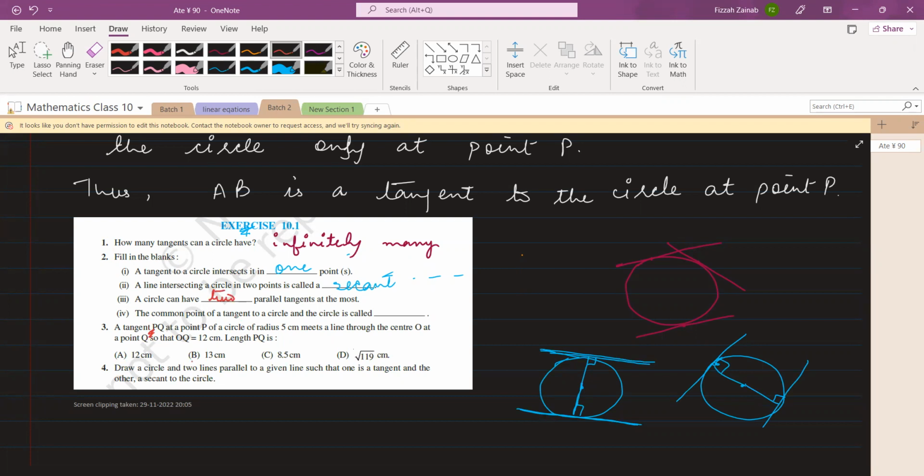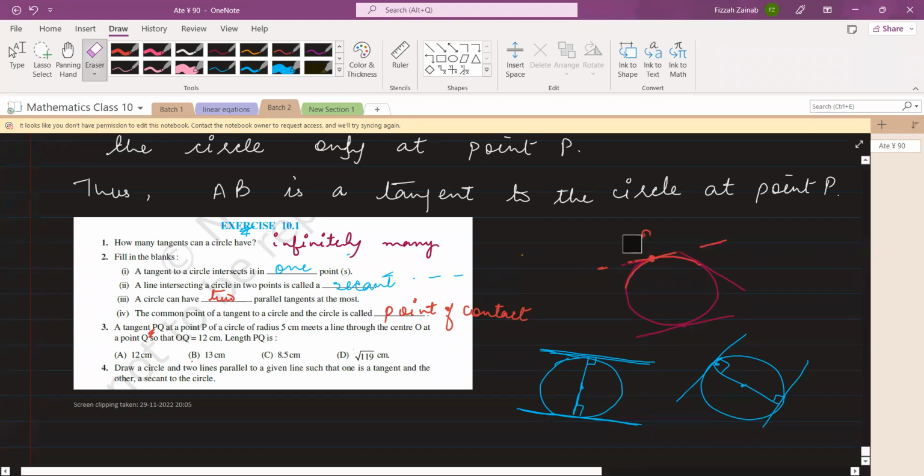The common point of a tangent to a circle and the circle is called the point of contact. Yes, I told you. This point P is part of this line, and this point P is part of the circle also. So this is a common point, right? This is called the point of contact. Okay, second question now.